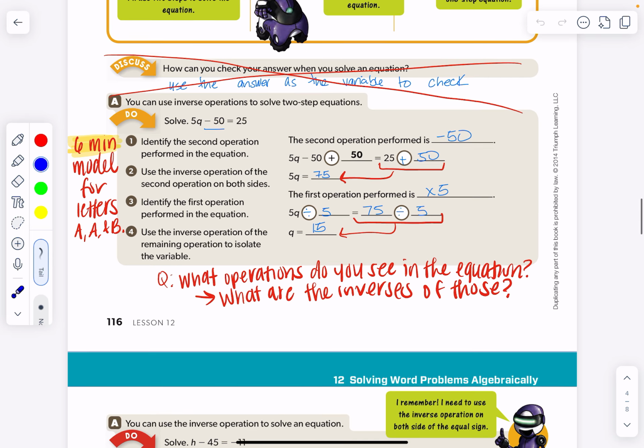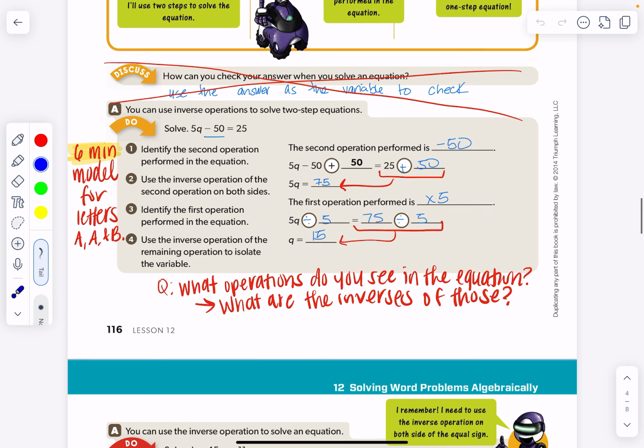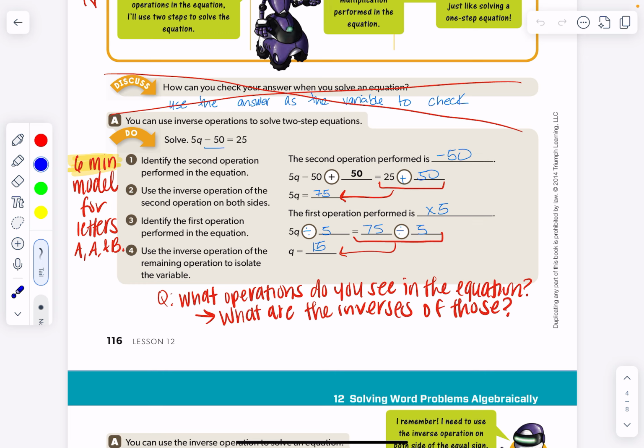So when you jump into your model today, you will have 3 models, only about 6 minutes. We're going to move fast only because we want students to get as much practice as possible with this skill. So as mentioned, we always want to figure out which operations are being performed in the equation. So in this equation, you may want to ask students, what operations do you see in this equation? Students should identify multiplication as well as subtraction.